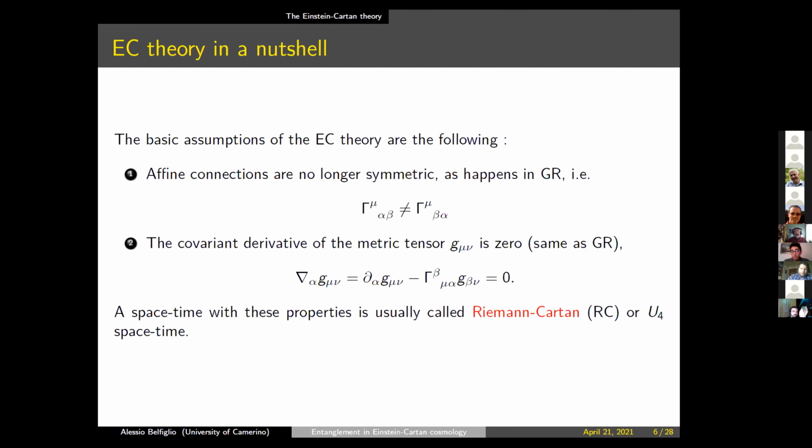Okay, just to present briefly the Einstein-Cartan theory. This theory is based on two main assumptions. The first is the same as in general relativity, in the sense that covariant derivatives of the metric tensor are set to zero. But the difference is that the affine connections are no longer symmetric, while they are in general relativity. And so from here we can see that now the connection is a separate entity with respect to the metric, so they are independent essentially. And the space-time in which we discuss the Einstein-Cartan theory is called the Riemann-Cartan space-time.